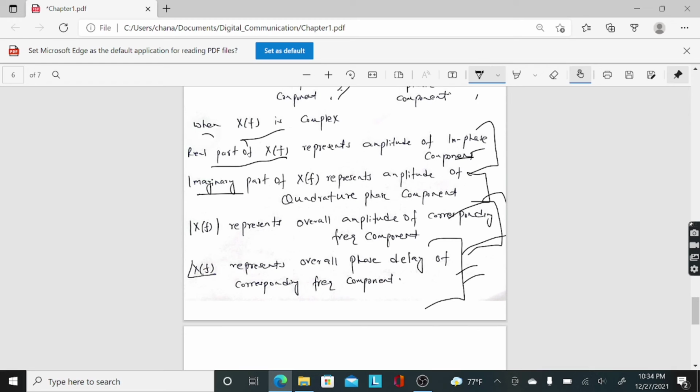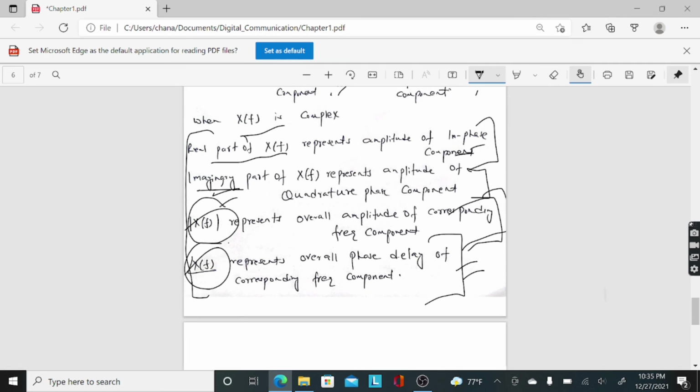So this is just another way of looking at X(f). What is the real part? That is the in phase component. What is the imaginary part? That's the quadrature phase component. If I just do the square root of real part squared plus imaginary part squared, that is the magnitude of X(f), the overall magnitude of the frequency component combining in phase and quadrature phase components. The argument is the phase delay of the overall frequency component, again combining both in phase and quadrature phase components.